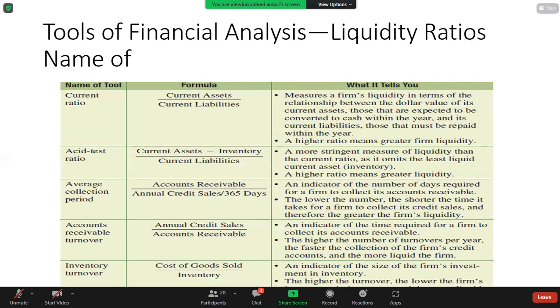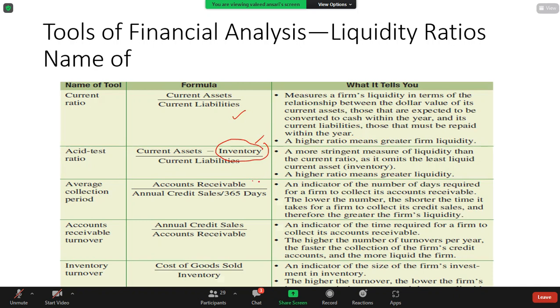For example, the current ratio is current assets divided by current liabilities. A higher current ratio is generally better. But please keep in mind that it may vary from industry to industry. For example, there will be no inventory in a service firm. So there are some benchmarks, but these benchmarks may vary according to industry.